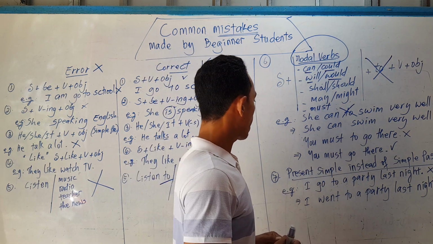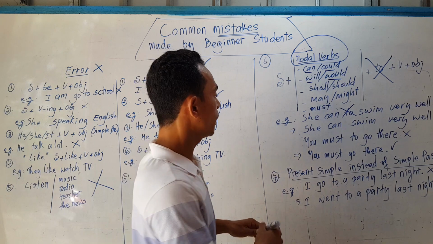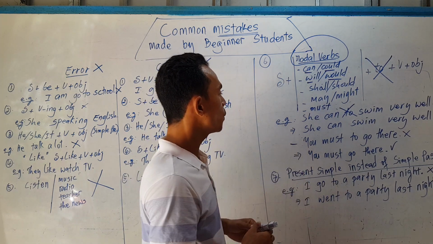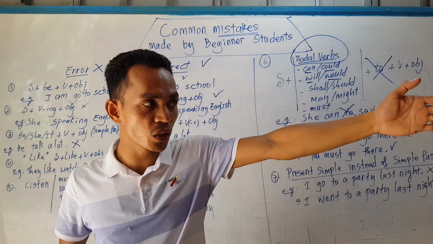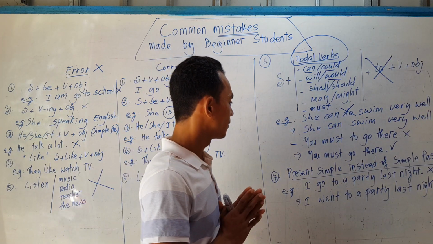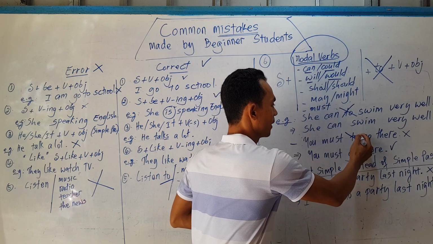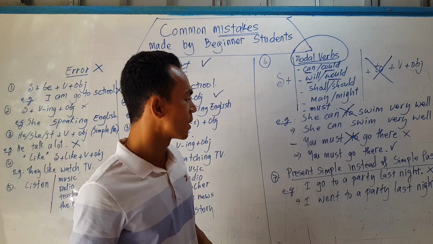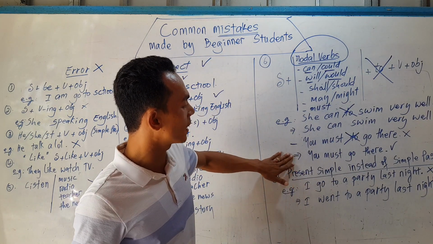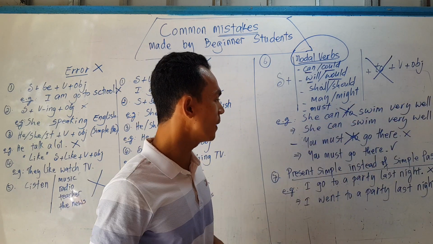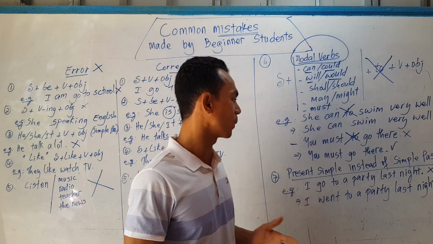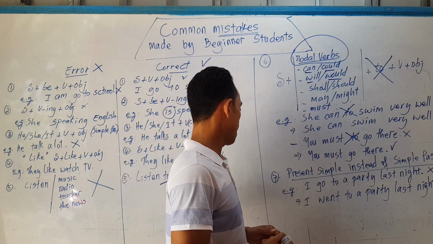And another example, you must to go there. It's not right. It's just the wrong grammar. So you should form the sentence by saying you must go there. You must go there. Right? You must go there. No to. You must go there.